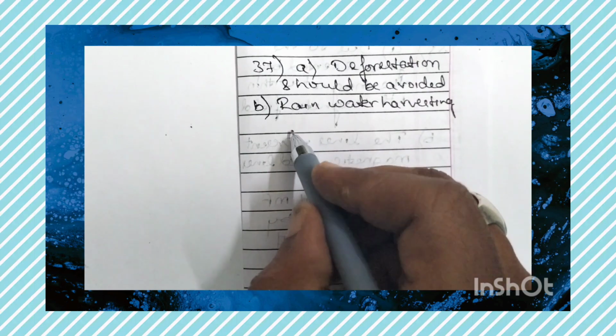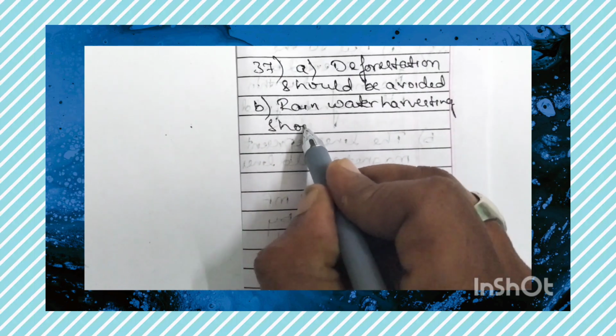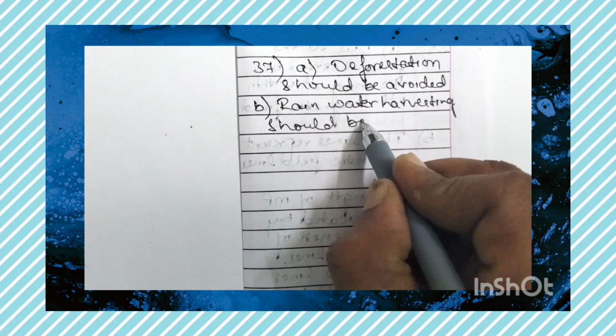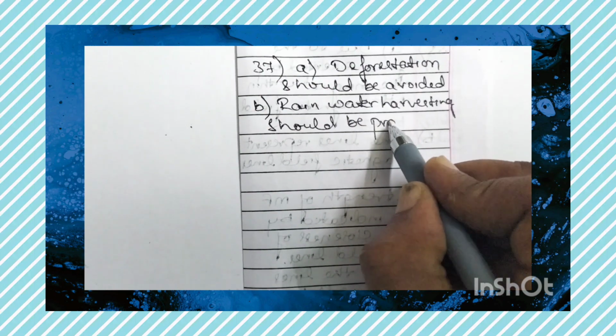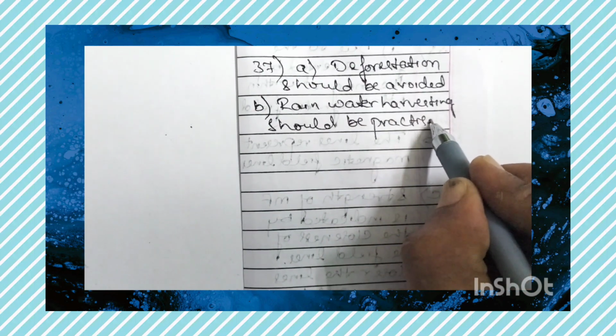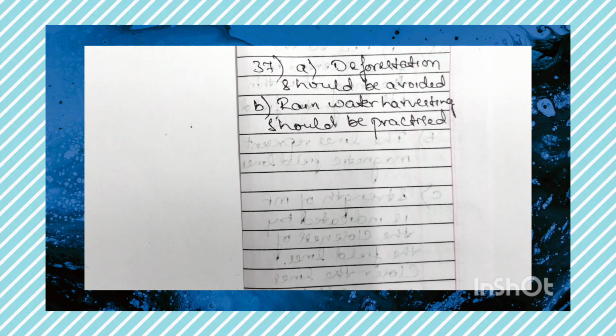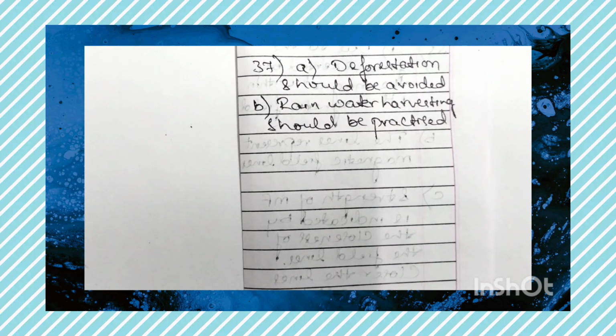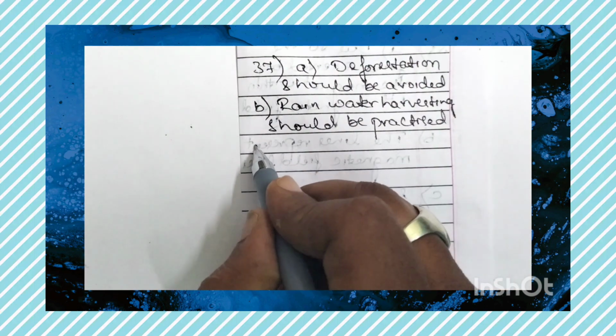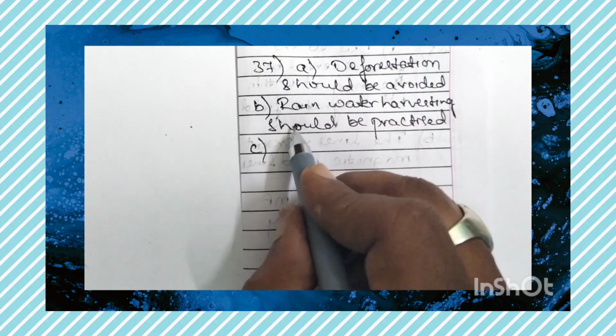Rainwater harvesting should be practiced. So rainwater harvesting na practice mado mulaka, so at the time of rain we can collect the rainwater, we can store the rainwater, and we can use it whenever it is required. That is the second one.